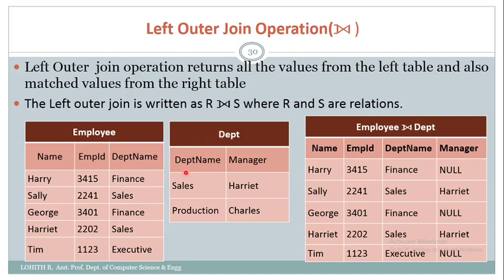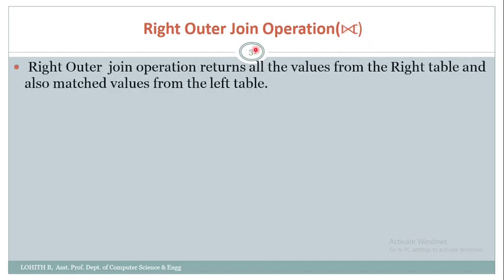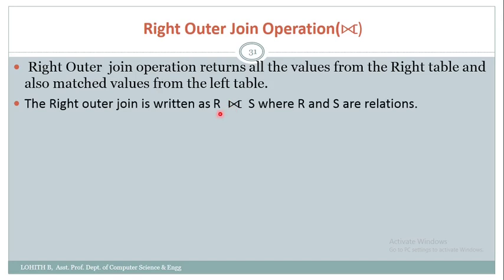Now next we look into the right outer join operation. Look at the notation for the right outer join. That is the join operation facing towards the right. Yes, let us look into the definition. A right outer join operation returns all the values from the right table and also matched values from the left table. Let me look at the syntax. You can see the notation here.